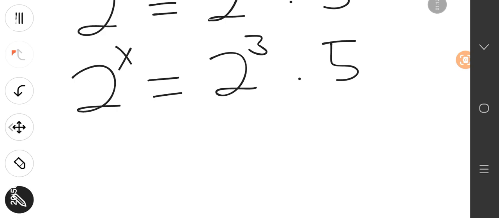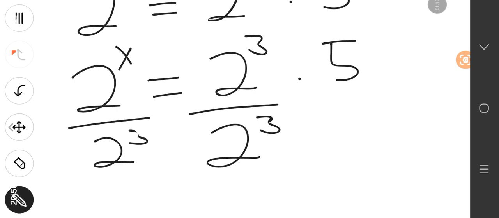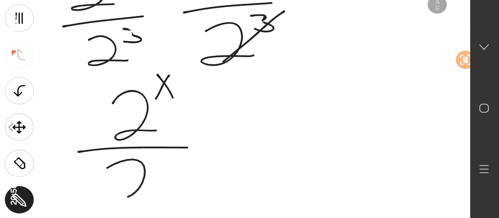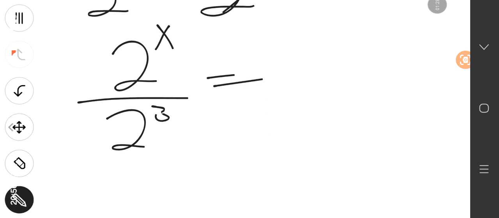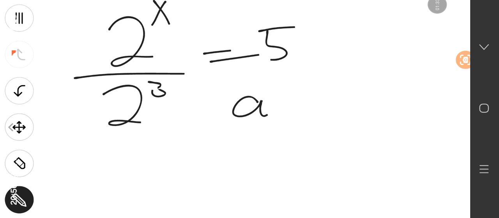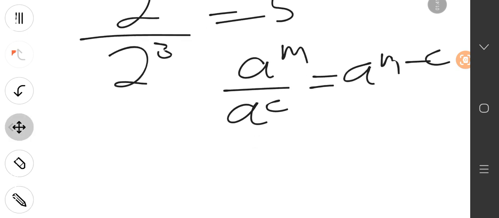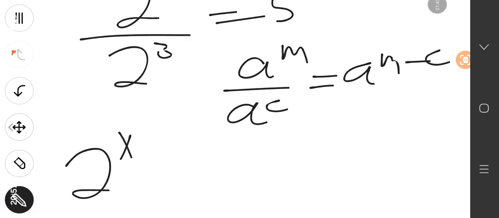Let's divide both sides by 2^3 in order to apply the quotient rule. So this and this will cancel, and we have 2^x over 2^3 equals 5. Now let's apply the quotient rule: a^m over a^c gives us a^(m-c). So we're going to have 2^(x-3) = 5.